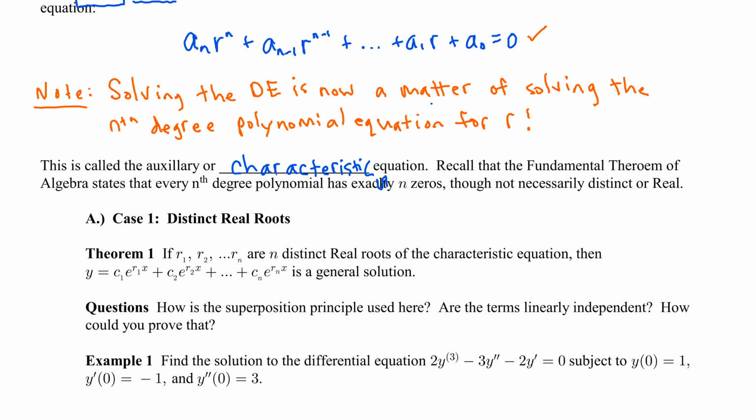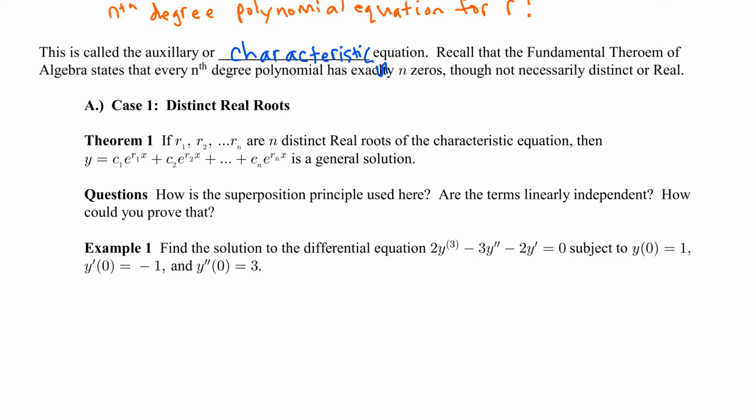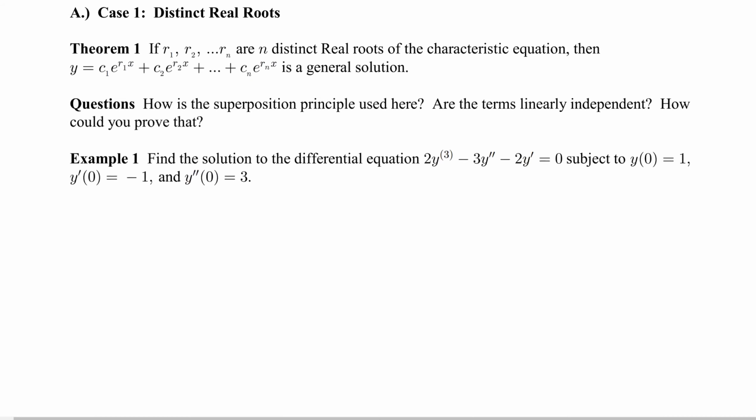And for the rest of this section, we're going to divide this up into distinct cases. Case 1, we'll be looking at distinct real roots. What happens if our characteristic equation has repeated real roots? What if we get imaginary solutions or repeated imaginary solutions? How are we going to express the general solution? So we'll start with the simplest case, case 1, when our characteristic equation has distinct real roots.